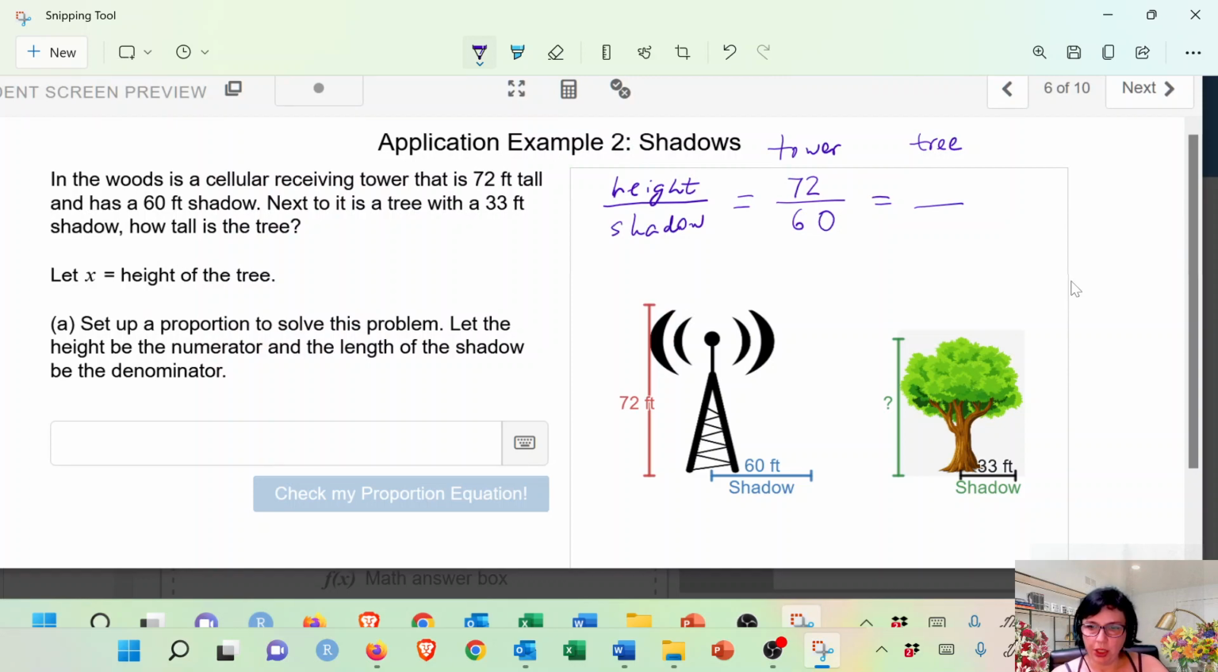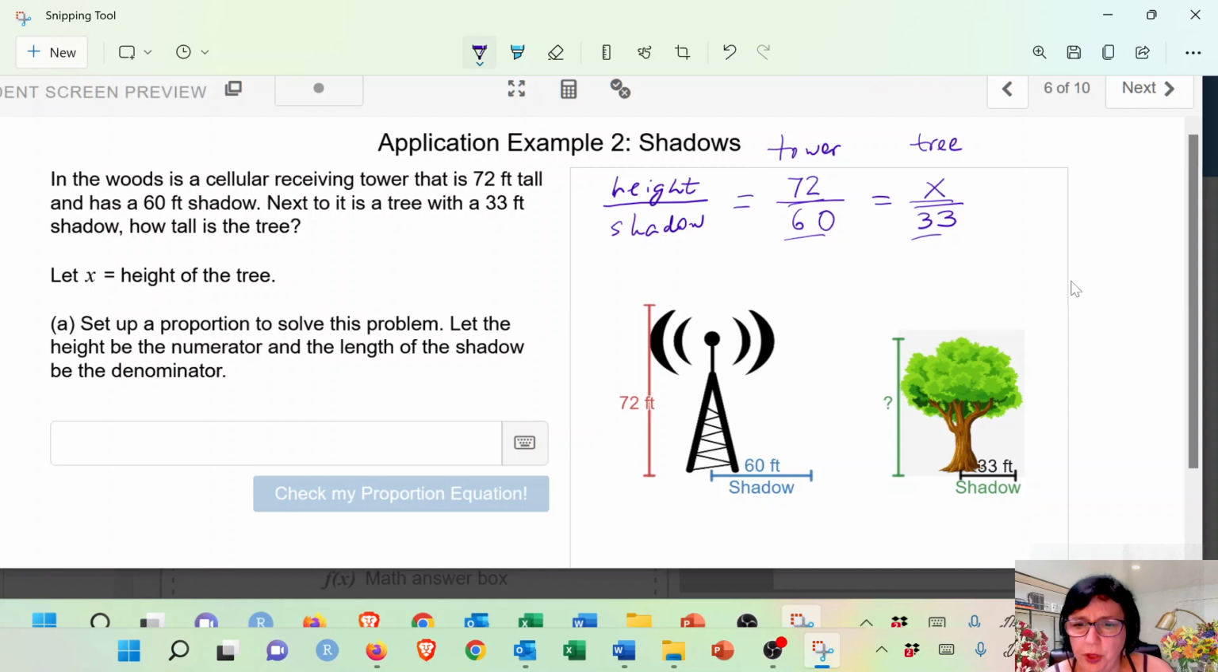We know that the shadow is 33, and the shadow has to go on the bottom, because that corresponds to this one right here. And the height we don't know, so let's call that x. See? This is how I set it up. Height with height, shadow with shadow. And now I'm just trying to solve it.